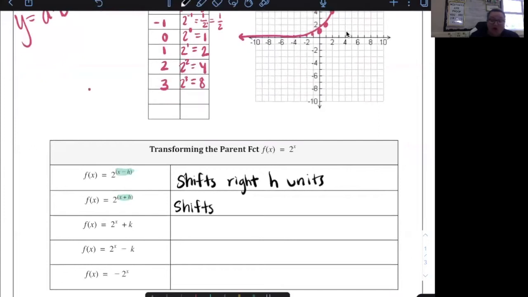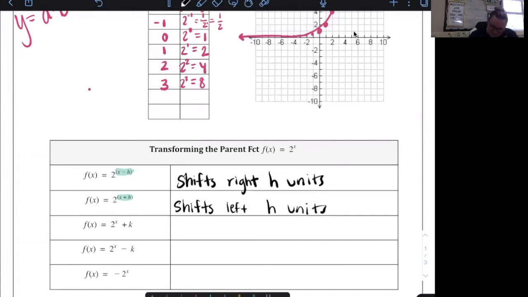All right. So then when I add h directly to x, so 2 to the x plus h, notice those h's are in the exponent. In an exponential function, our x is an exponent. So if we're adding or subtracting a number directly to that x, then that is part of our exponent as well. So adding h shifts left h units.